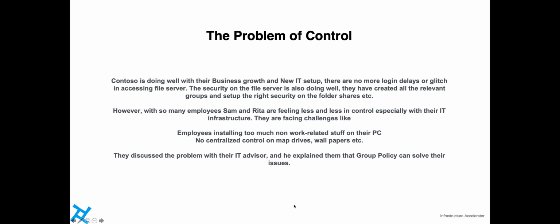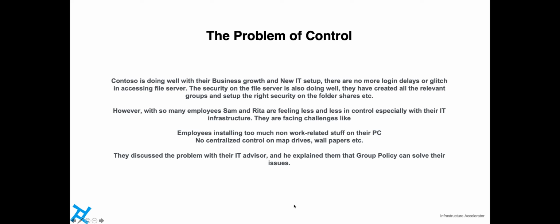The problem of control. Contoso is doing well with their business growth and their new IT setup. There are no more login delays or glitches in accessing the file servers. The security on the file server is also doing very well. They have created all the relevant groups and set up the right security on folders and shares. However, with so many employees, Sam and Rita are feeling less and less in control, especially with their IT infrastructure. They are facing challenges like employees installing too much non work related stuff on their PCs, or no centralized control on map drives and wallpaper.